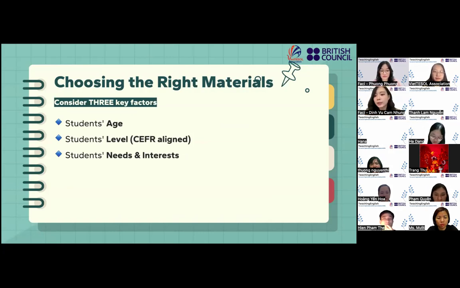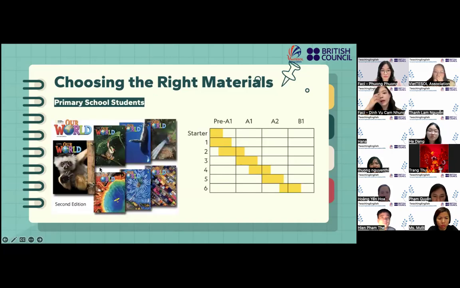What are they learning English for? Are they learning English to pass a test? Are they learning in order to communicate? Are they learning because they need to work in certain jobs or occupations, right? Okay, so I'm going to share with you some of my favorite textbooks that I have been using throughout the years, and I'm going to share with you the tips for choosing the right materials.